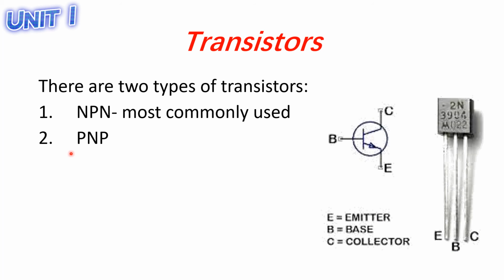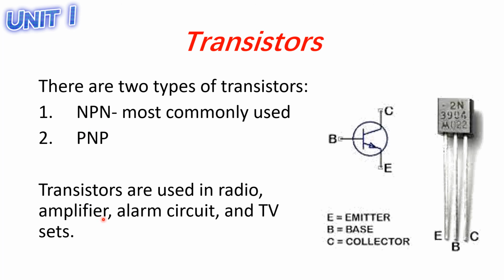However, your PNP is not commonly used because it's the opposite of NPN, because it requires a minimum difference of, I think, 0.7 volt as well. So most of the manufacturers go with the minimum supply of 0.7, especially in the case of your NPN. So these transistors are used in radio amplifiers, alarm circuits, and TV sets.